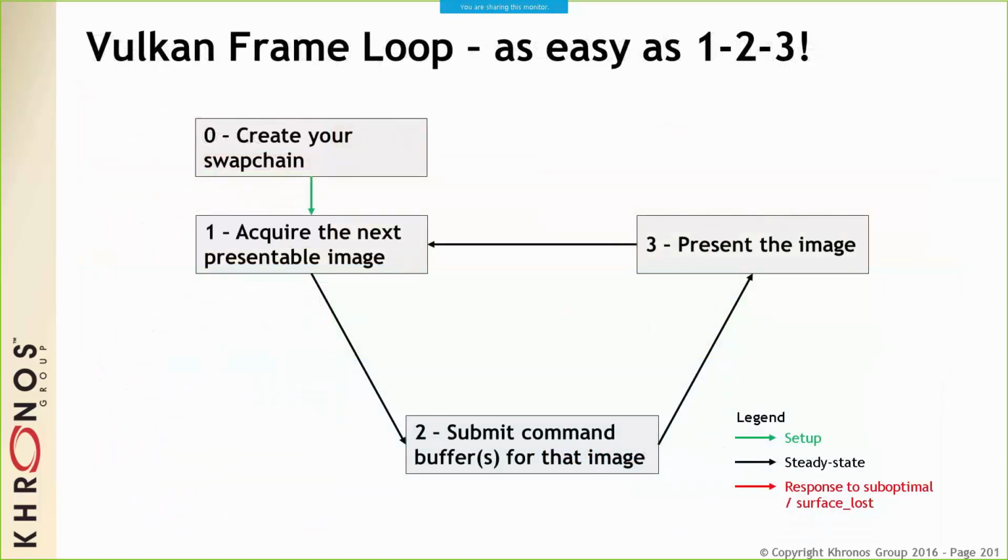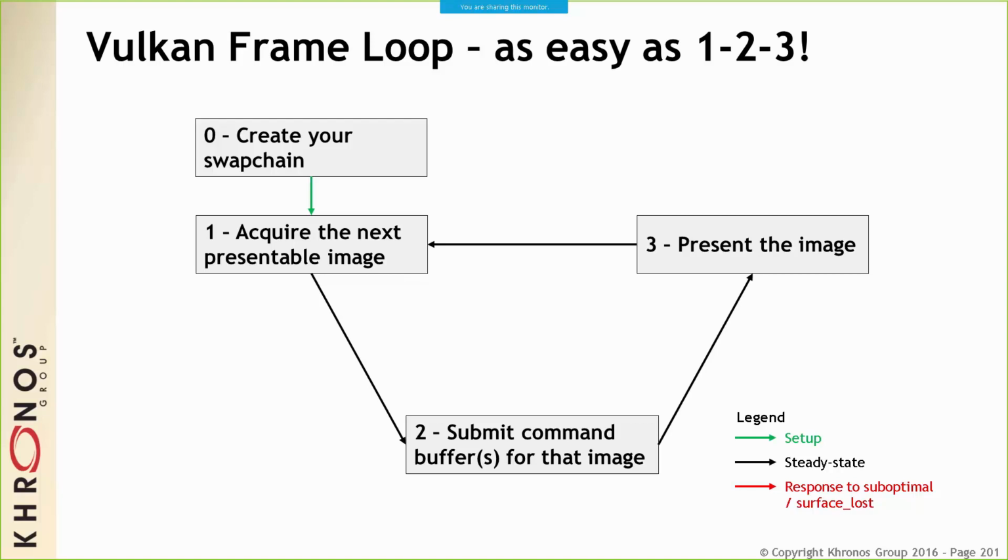These lovely red arrows explain what happens when an event occurs that you need to deal with. There are 2 types of events, errors that can come up when you do an acquire or a present. One is telling you your swap chain is suboptimal. That means your swap chain can still be used and you can continue, but you may wish to recreate it because you can get some performance benefit. So let's say you're being scaled up and the scaling isn't optimal. If you recreated it, you can improve your performance.